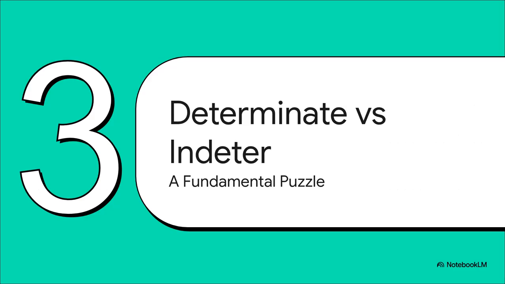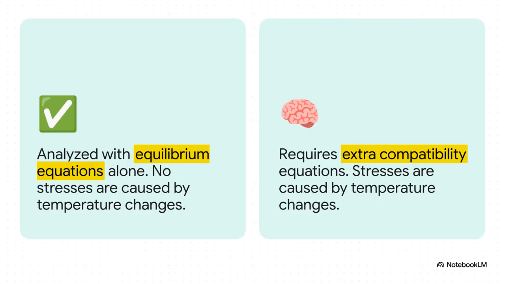All right, now we get to the most fundamental classification in all of structural analysis: determinate versus indeterminate structures. This is the first big puzzle that every single structural engineer has to solve. So what's the difference between these two? Look, statically determinate structures can be analyzed using just the basic equilibrium equations of statics. But for statically indeterminate structures, those equations aren't enough. We need extra compatibility equations.